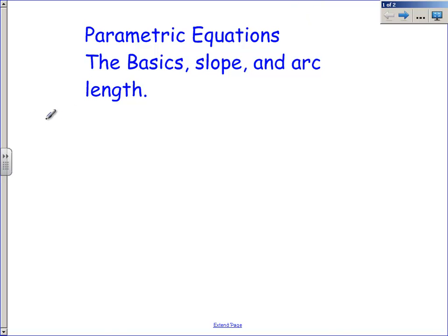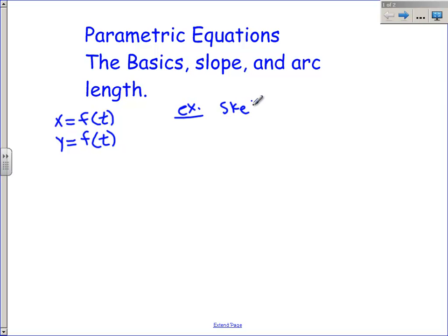And parametric equations will have two equations. You're going to have two variables, x and y. And they are going to be typically in terms of a third variable that represents time. So you're going to have x as a function of time and y as a function of time. So let's do an example of sketching one.